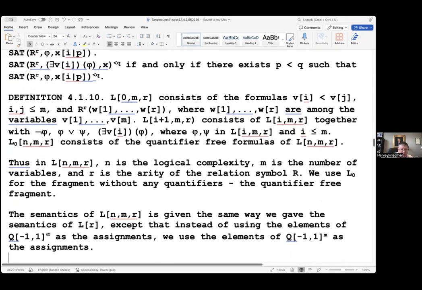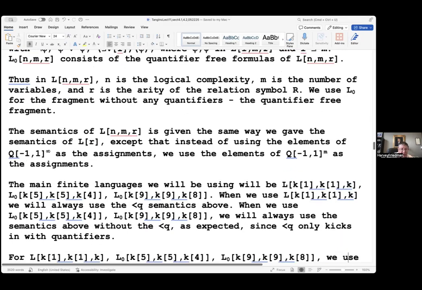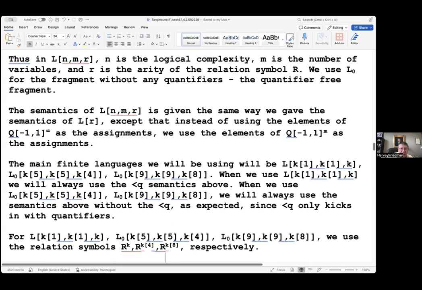So N is the logical complexity. M is the number of variables. R is the arity of the relation symbol. And the semantics is given the same way, except that the assignments are from Q minus 1 to the M, because the variables are only V1 through VM.